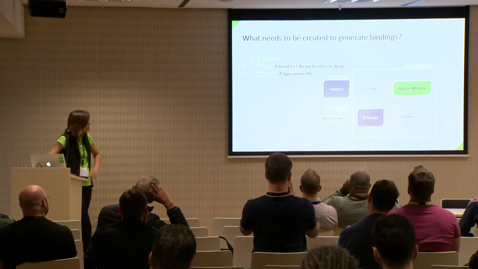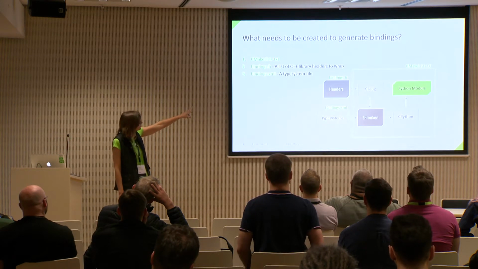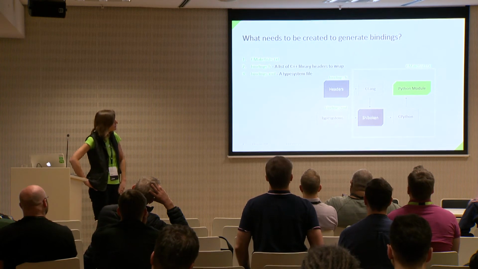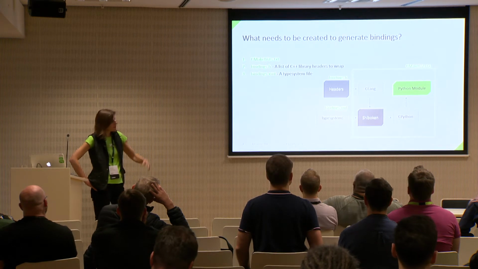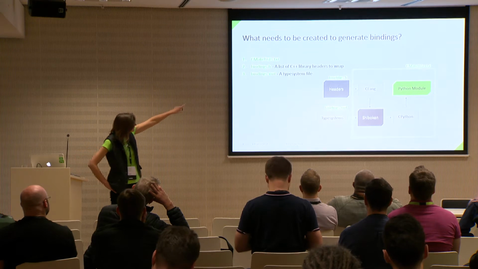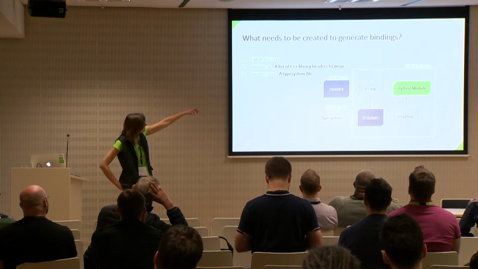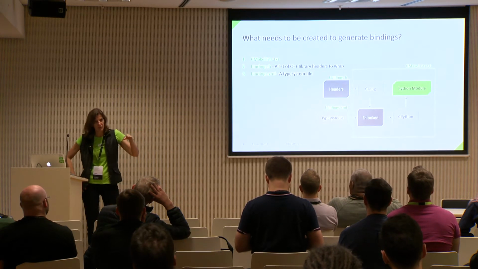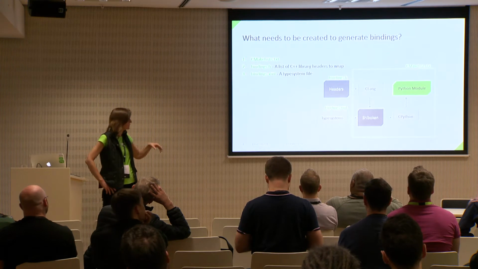The other two elements are two files: a list of the C++ library headers that you want to wrap, and a type system file, which is in XML format. I gave them the names bindings.h and bindings.xml. These are the same names that I'll use throughout the examples in the rest of the talk.